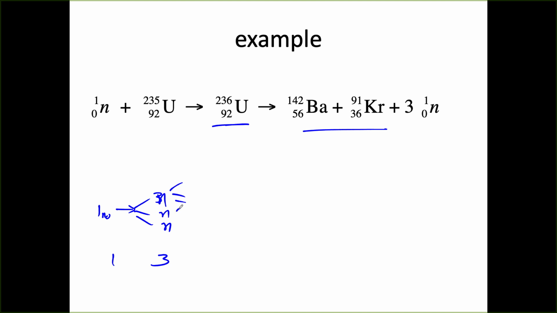Now each of these will produce 3. So 3 times 3 is 9. Then these 9 will produce 27, and so on and so forth until we get a huge number after about 4 or 5 collisions. This is what we mean by chain reaction. And it's going to happen fast and quickly, and we end up with a boom and a lot of energy produced.